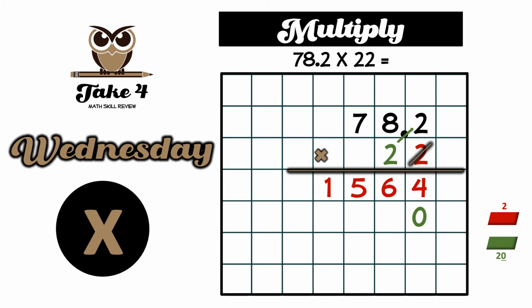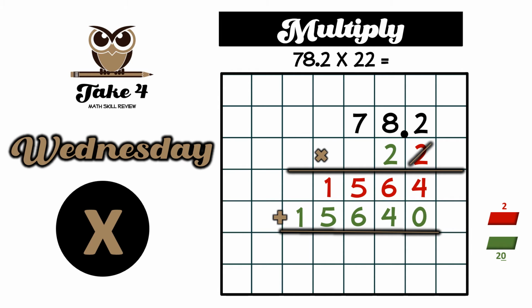2 times 2 equals 4. 2 times 8 equals 16, carry the 1. 2 times 7 equals 14, plus 1 equals 15. We're done multiplying by 2.